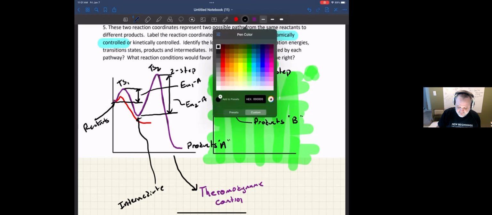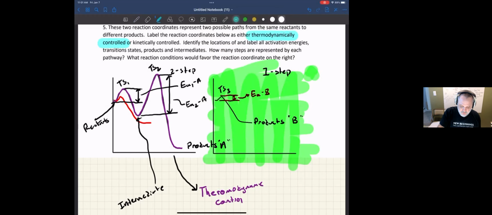When we think about kinetic control, what we need to think about is which one has the lowest activation energy. And we see that EA for the products leading to B is the lowest activation energy. So this one is under kinetic control.